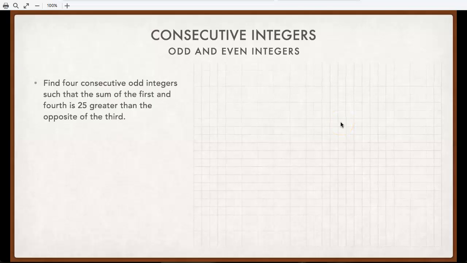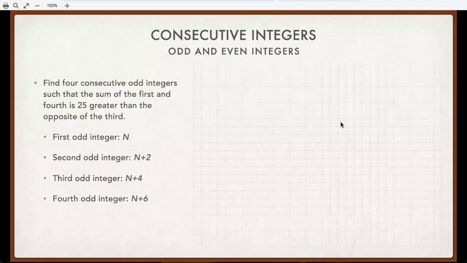Find 4 consecutive odd integers such that the sum of the first and fourth is 25 greater than the opposite of the third. So here our integers, we'll represent them using n, n plus 2, n plus 4, and n plus 6, with an increase of 2 each time. Now the first and the fourth, that's n and n plus 6, the sum of those is 25 greater than the opposite of the third.